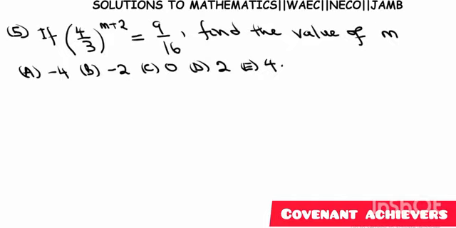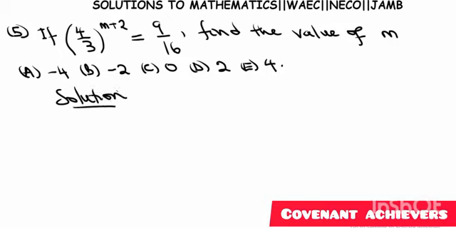Okay, now let's see what we have in this question. This is a NECO question for the year 2008, and we are going to see how to solve this question and get the answer correct. The question says: if (4/3) raised to power m plus 2 equals 9/16, find the value of m. As simple as the question may be, let's see what the solution is all about.